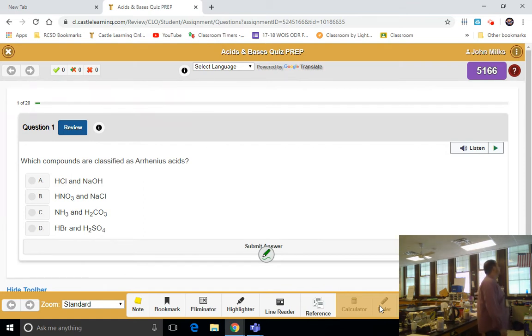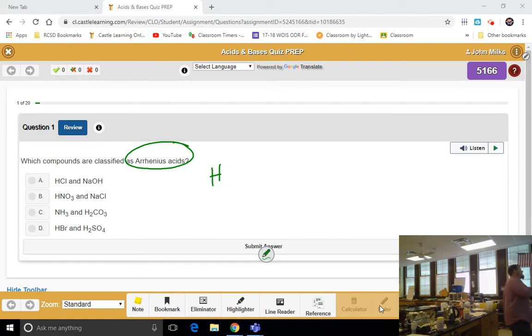Here we go. Which compounds are classified as Arrhenius acid? So this is just a definition question of the first definition of acids that we learned. We know acids generally start with H. Oh, and I didn't bring a reference table with me. Well, you know what's cool? These guys are basically all pretty much on your reference table, and I can see that's a base, so that's not it. This is a salt, so that's not it. Base, that's not it. Here's my correct answer.